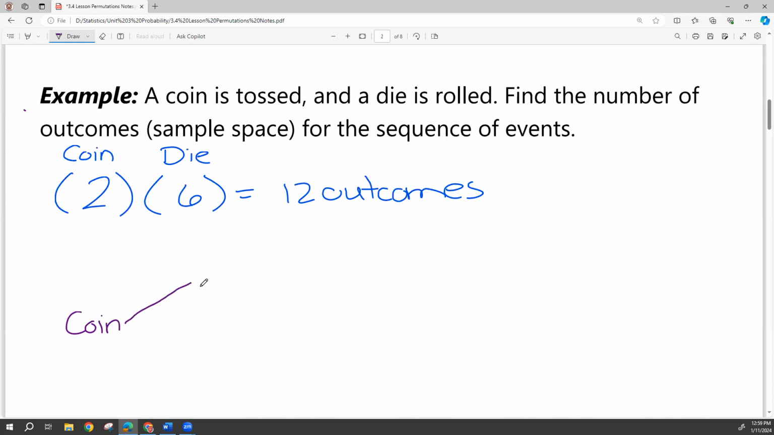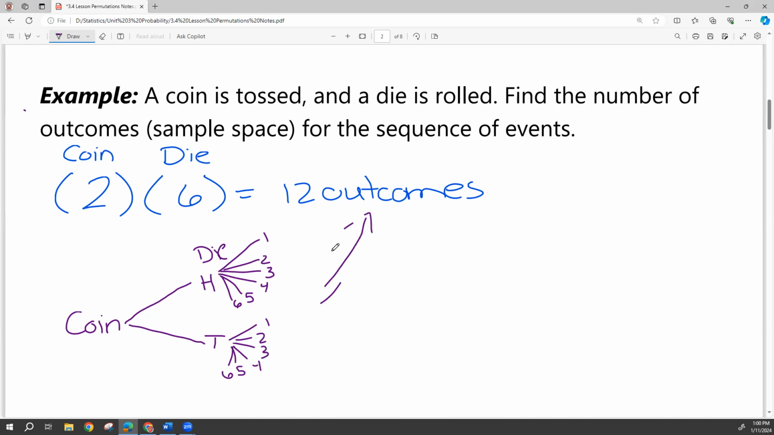When we flip our coin, we can have a heads or a tails. If we got a heads, then we could get a 1, we could get a 2, we could get a 3, 4, 5, or a 6 when we roll the die. If we got tails, we could get a 1, a 2, a 3, a 4, a 5, or a 6. And hopefully you can see that we have heads with each of the 6 possibilities, tails with each of the 6 possibilities, which leads us to our 12 outcomes.